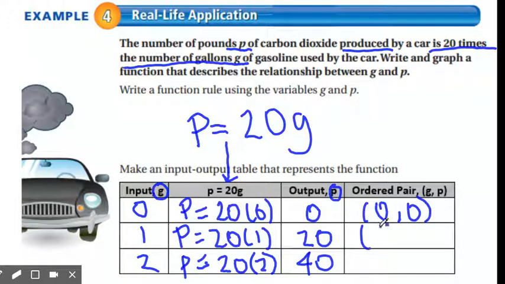The next one, if you use 1 gallon of gasoline, your car will give off 20 pounds of carbon dioxide. And then the last one, if you use 2 gallons of gasoline, your car will give off 40 pounds of carbon dioxide. So that's kind of how the real-life application of these functions work and why you would use them in real life. All right?